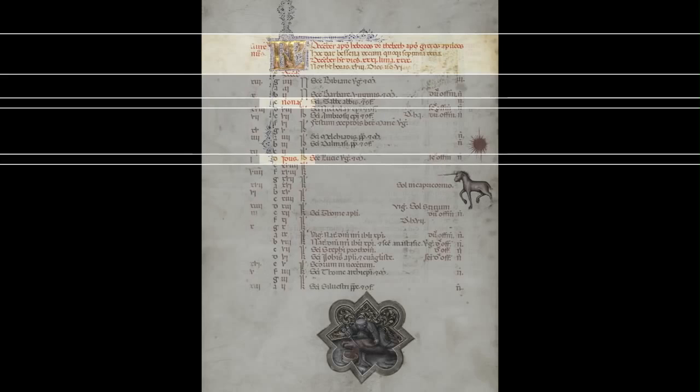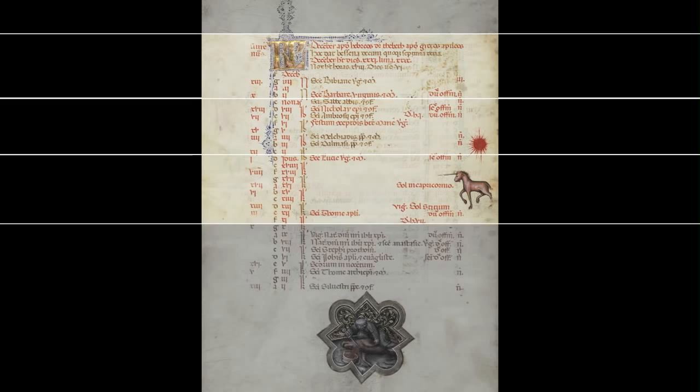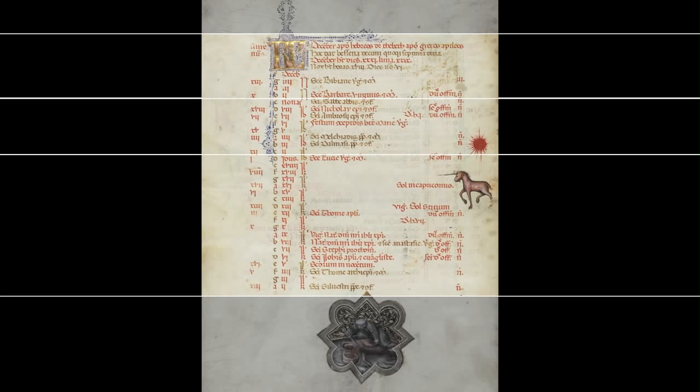Ides fell in the middle of the month, usually on the 15th. Nones fell on the 9th day before Ides. Today we divide a month into about 4 weeks, but in the Middle Ages, calends, nones, and ides divided the month into 3 segments of time.